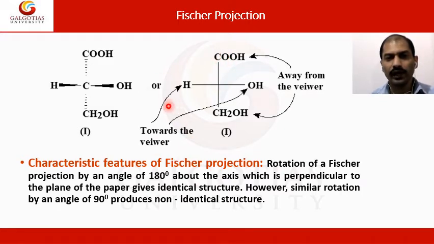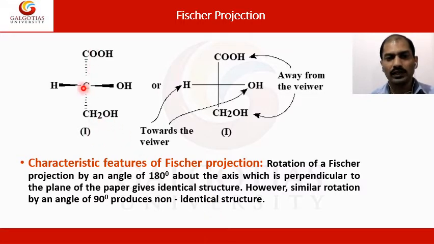The characteristic feature of the Fischer projection is that rotation of a Fischer projection by an angle of 180 degrees about the axis perpendicular to the plane of the paper gives an identical structure. However, rotation by an angle of 90 degrees produces a non-identical structure.